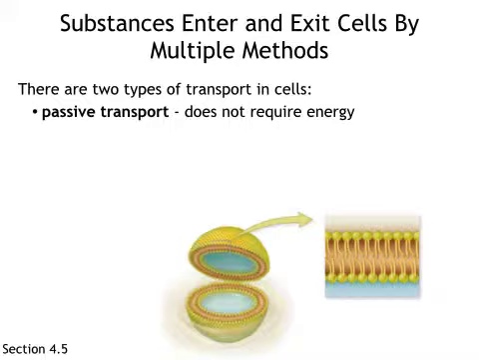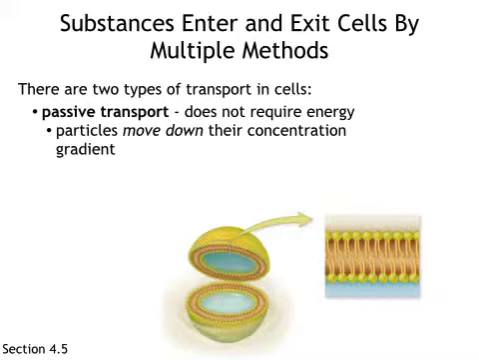Okay, so let's revisit. You have two types of transport: passive transport that does not require energy, and it doesn't require energy because particles move down their concentration gradient, right? And this is just anytime there's a concentration gradient, particles will naturally move down the gradient because of entropy. So you don't need energy for that. That's actually driven by entropy.